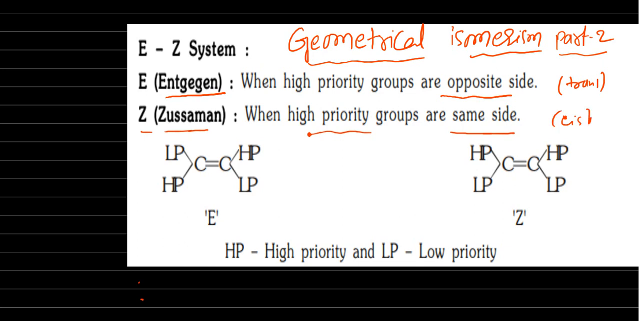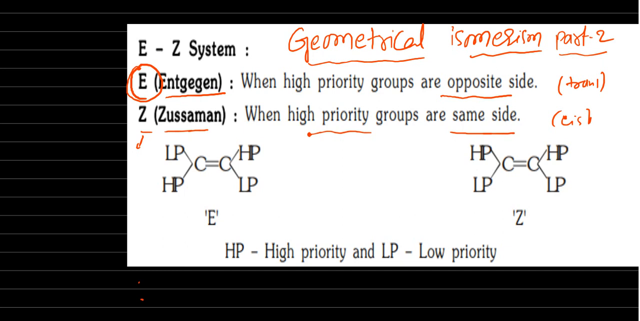Okay, so an easy method is: Z for friend, and friends means same side. E for enemy, opposite side. If you remember it like this, it is just a trick. If you know perfectly that E means opposite, then Z is obviously the same side. In EZ nomenclature, one is same side, one is opposite side. E for enemy, opposite side.